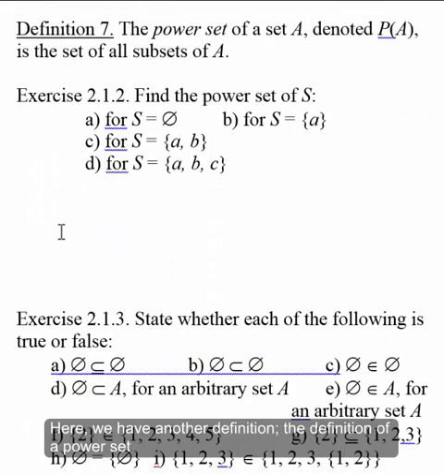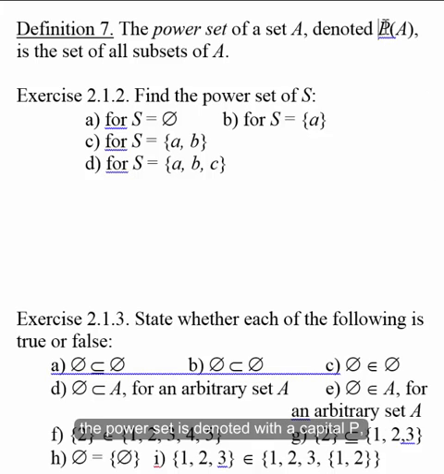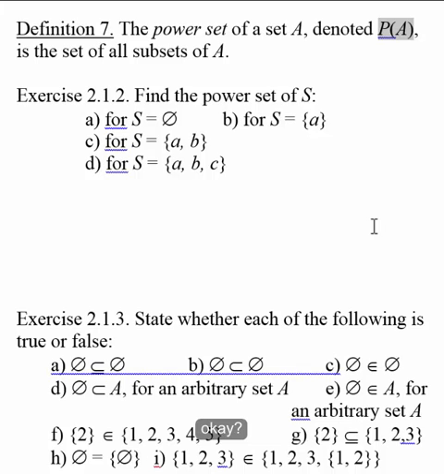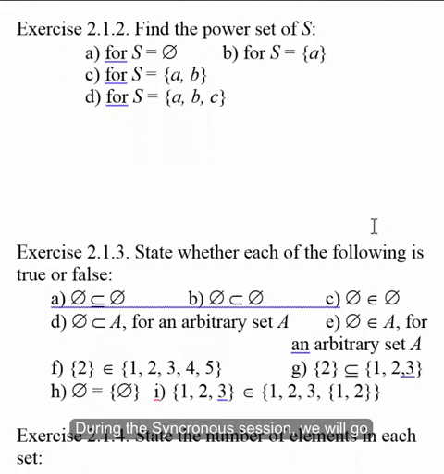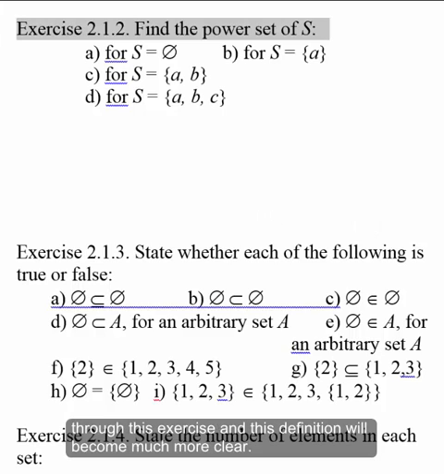Here we have another definition, the definition of a power set. The power set is denoted with capital P, and then A is the set. So the power set is the set of all the possible subsets of A. During the synchronous session, we'll go through this exercise and this definition will become much more clear.